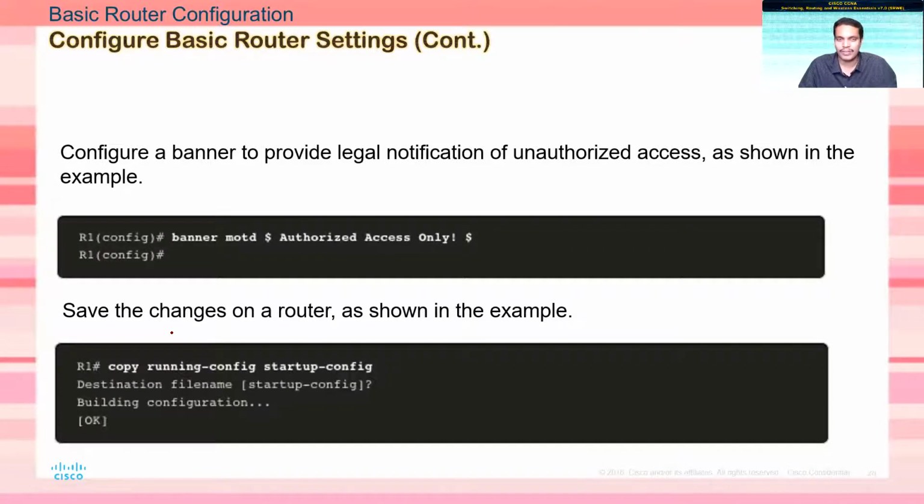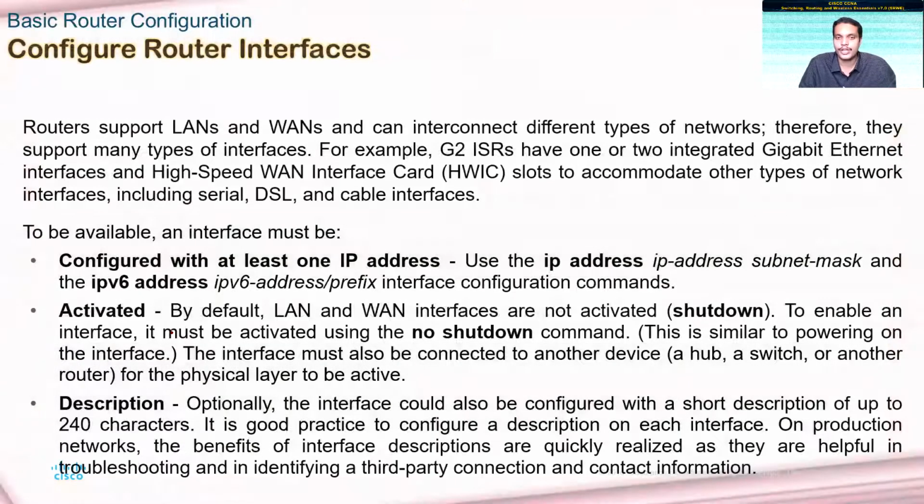So this pretty much we have done many number of times in CCNA1, and the same things are carried over here. And on top of these things, for routers, we need to assign the IP addresses to the interfaces and activate the interfaces along with a description for that particular interface. So I'll show you the example.